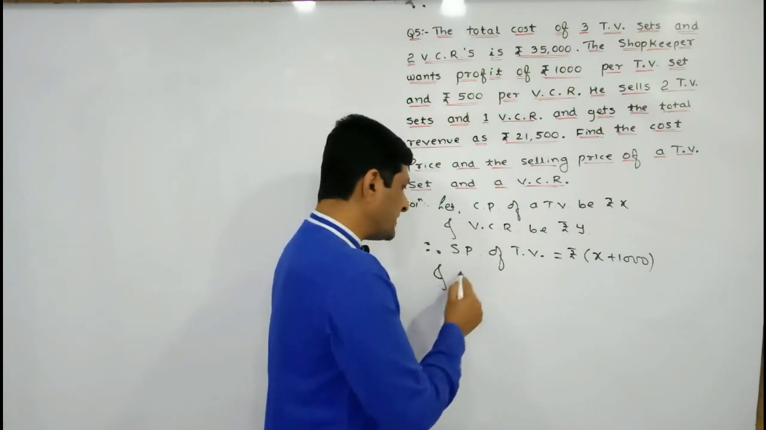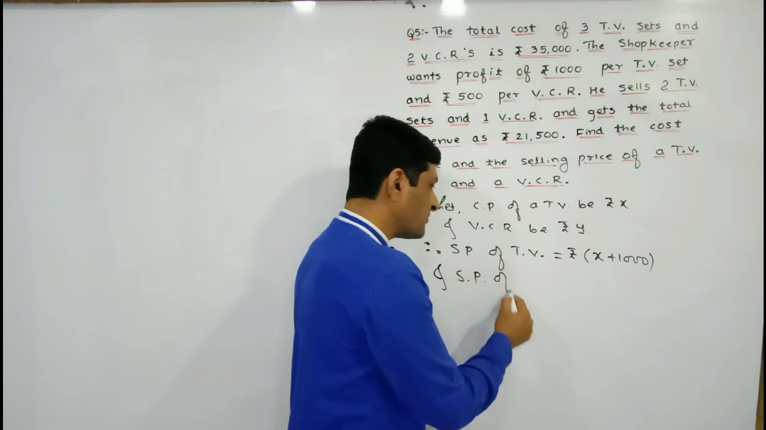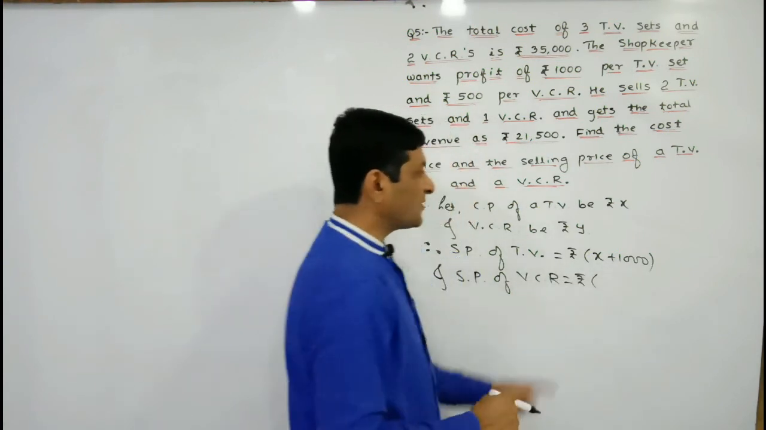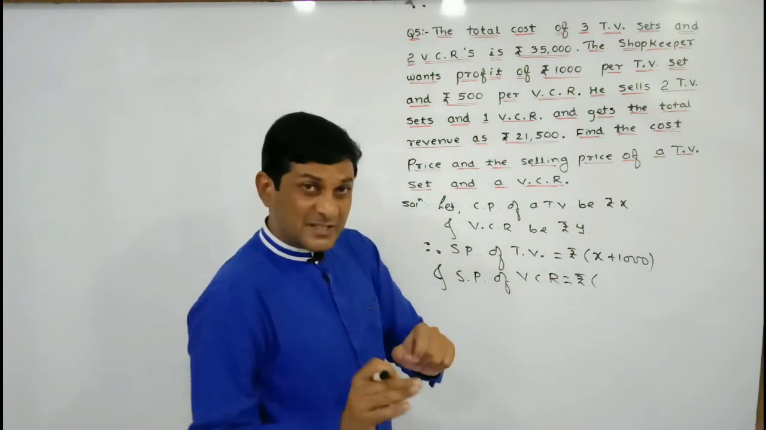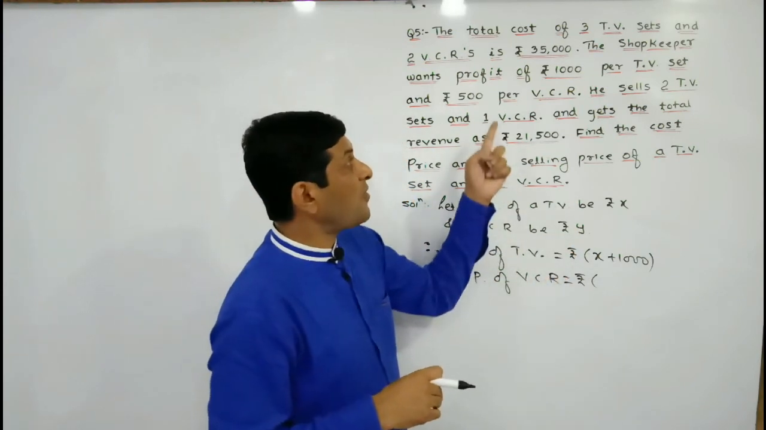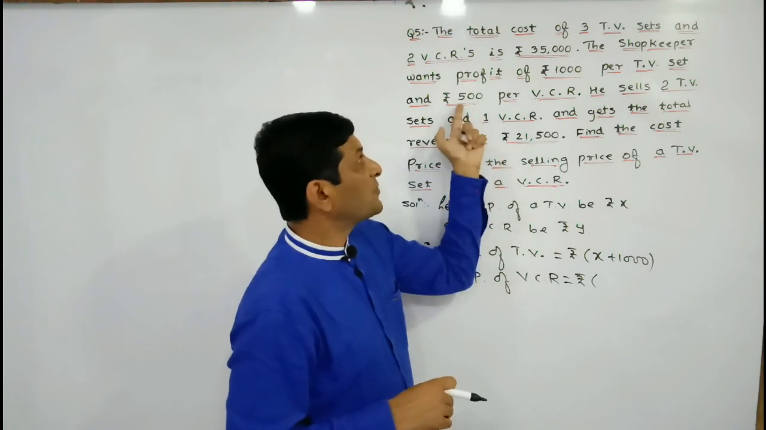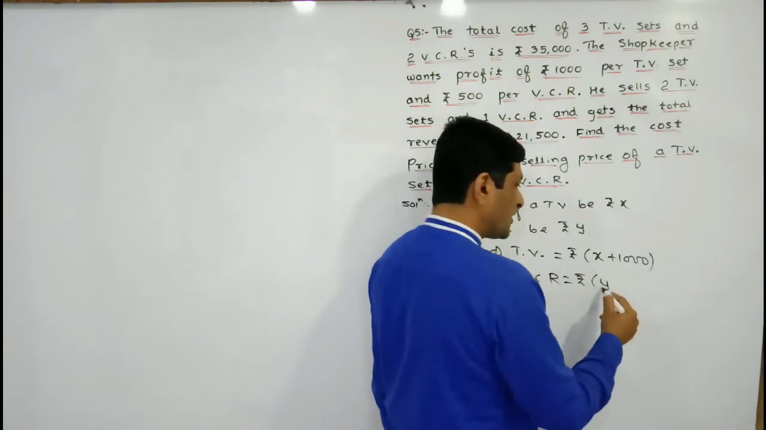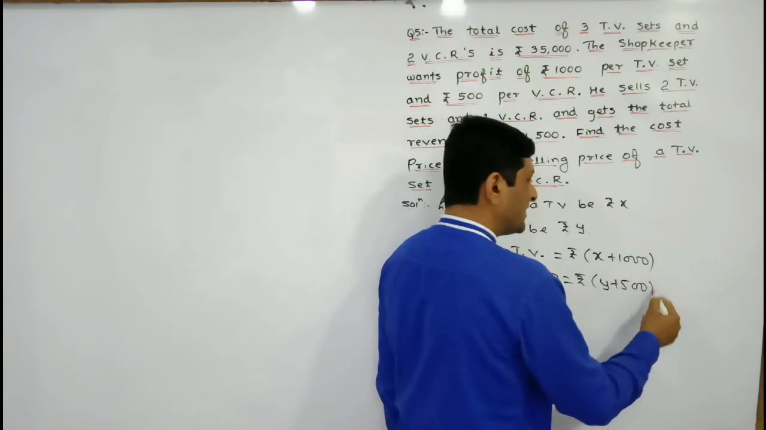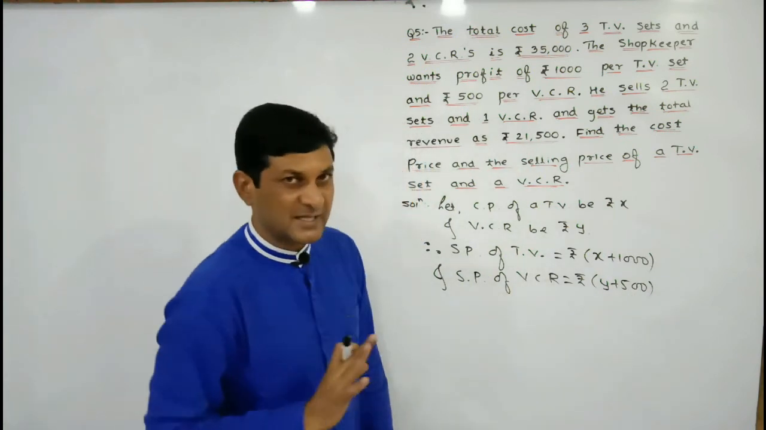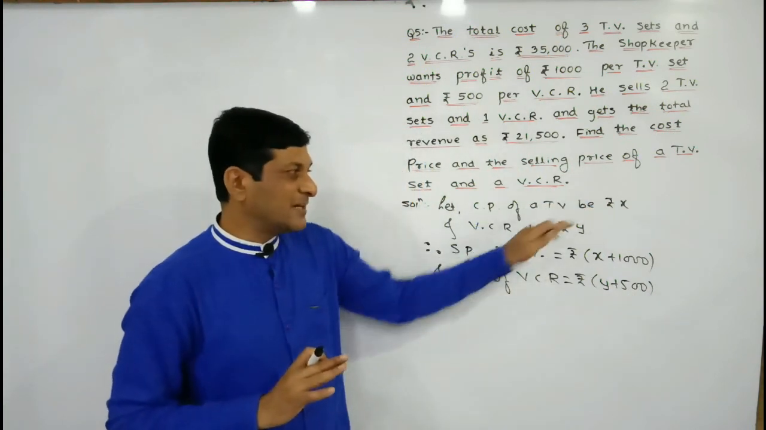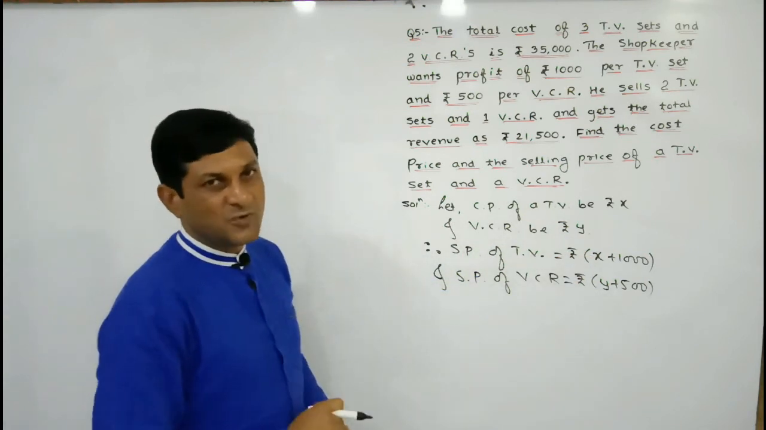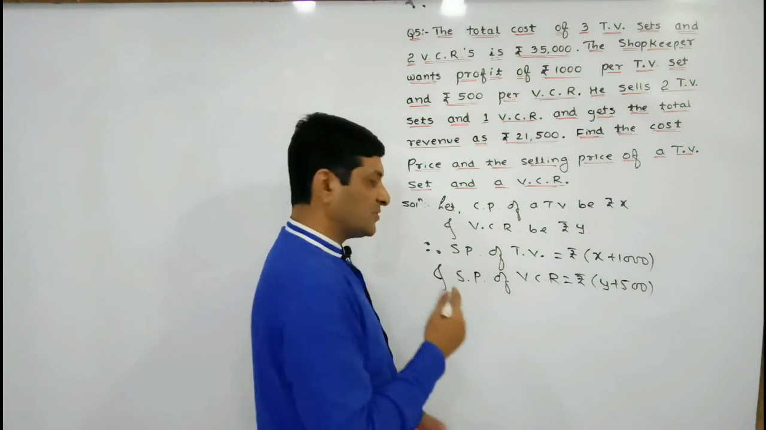And selling price of the second item, VCR, is equal to rupees what? What is the cost price of one VCR? Y. This is cost price, and we have to add what? Profit to it, and the shopkeeper wants what? Rupees 500 profit on per VCR. So Y is its cost price plus profit 500, it will become what? Selling price. Now cost price we have denoted by X and Y, and selling price also we have got from the given condition. Now we are trying to form linear equations by using the given condition.